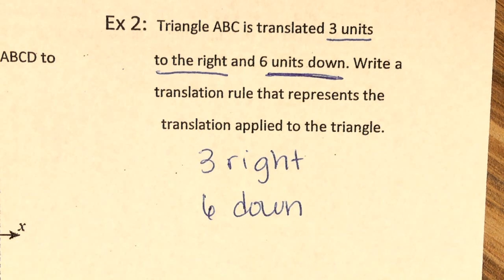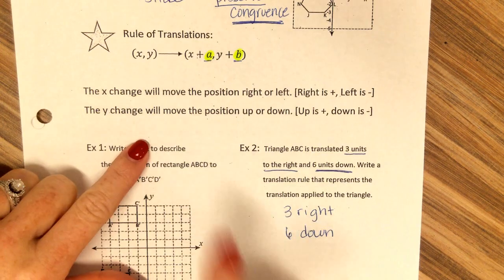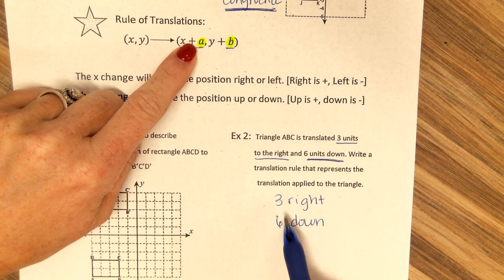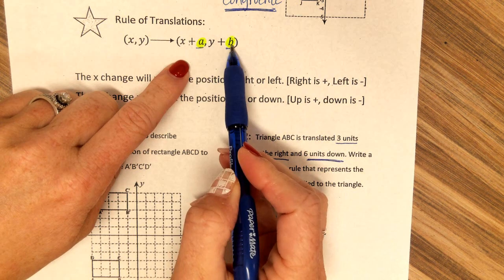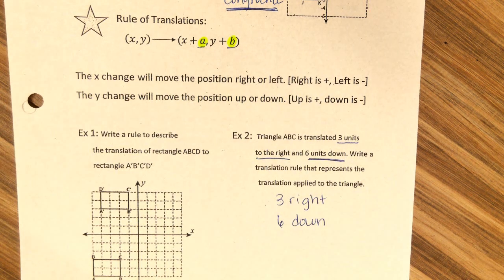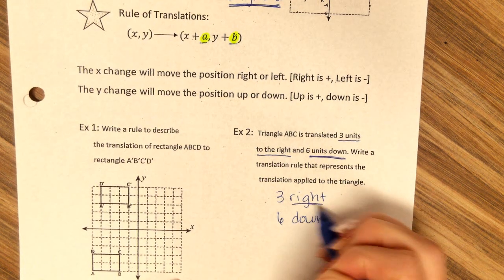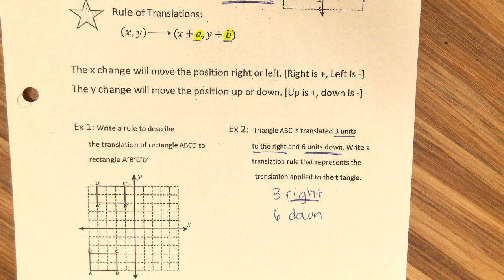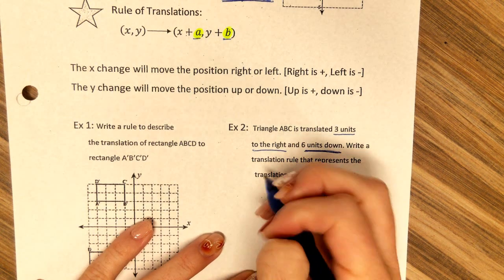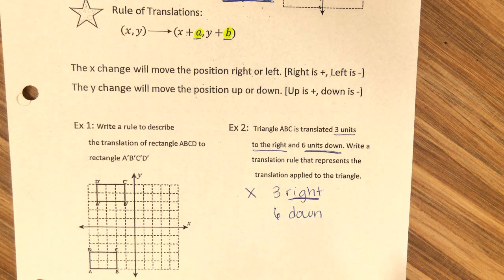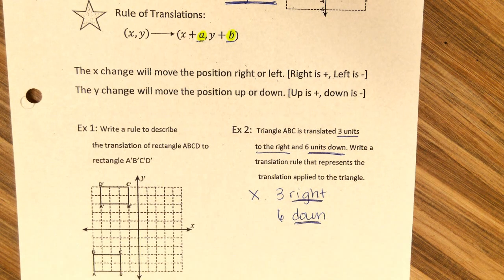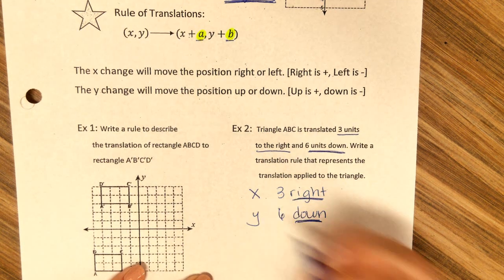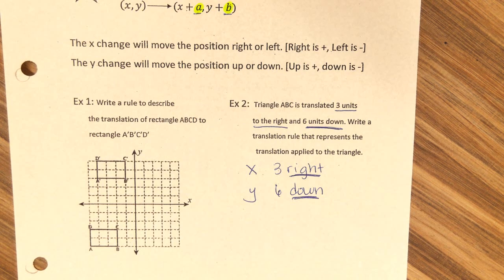3 right, 6 down. Now, your job is to write an algebraic rule that looks like this, and you're going to drop these numbers in where they belong. Make sense? So the 3 is either going to go here or here, and then the 6 will go in the other spot. Okay, are y'all ready? What axis moves right and left? So this 3 is going to go with what? The x. Because right moves on the x-axis. What axis moves up and down? The y. So what am I going to put right here? The y.